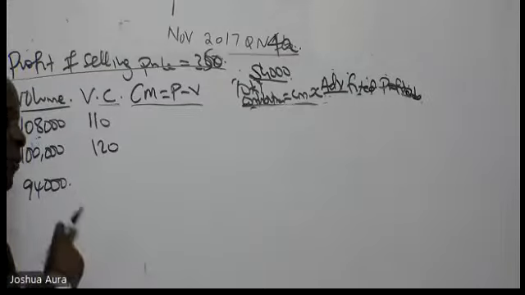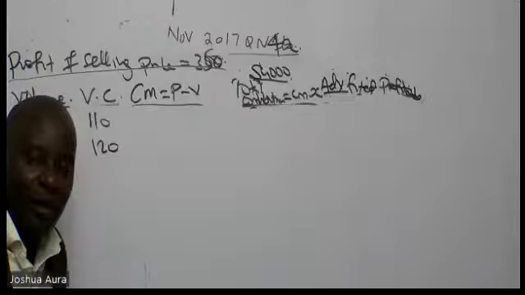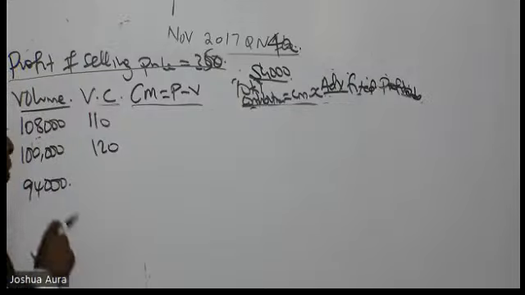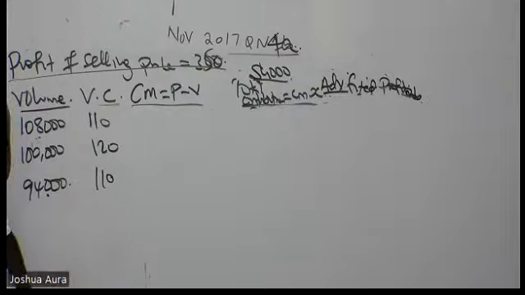So how about this 94,000? What variable cost should I use for 94,000? I can see it's less than 100,000. Let's check again. All of them are saying 120.